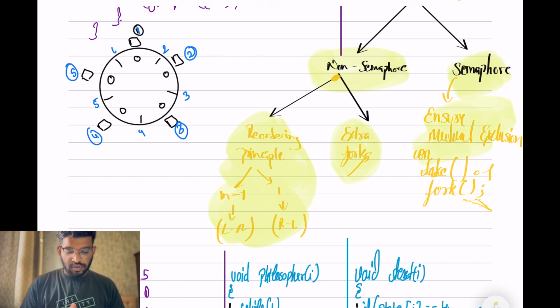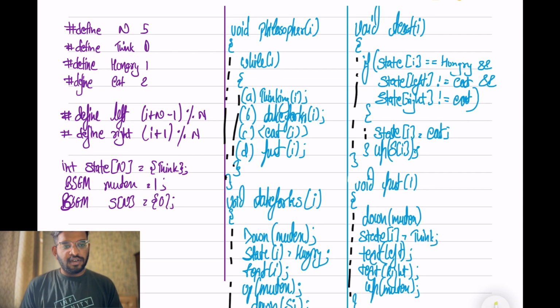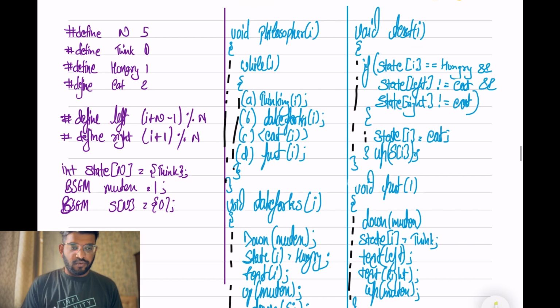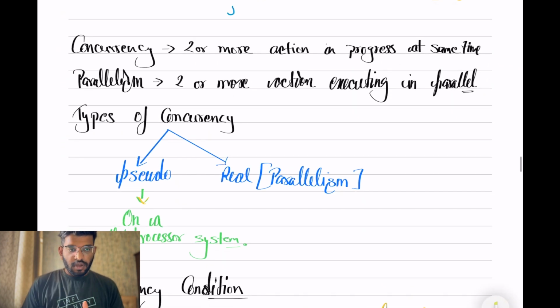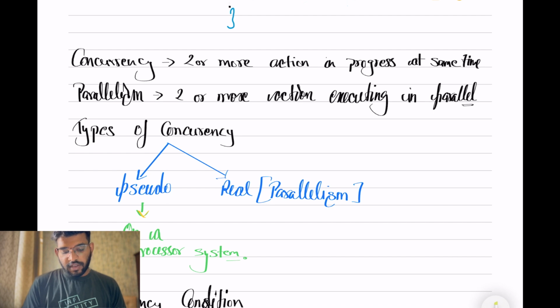Second is having an extra fork. If instead of five forks there are six forks, then one of the philosophers will be able to complete eating and then pass the fork to another philosopher, completing the whole process. Using semaphore variable, which ensures mutual exclusion on taking the fork, this is the complete program using semaphore variable. You should go through it.